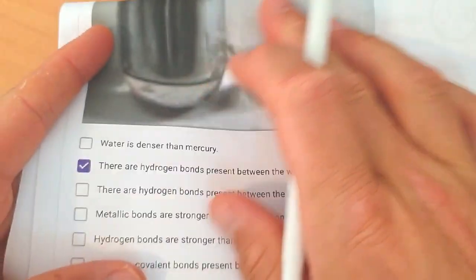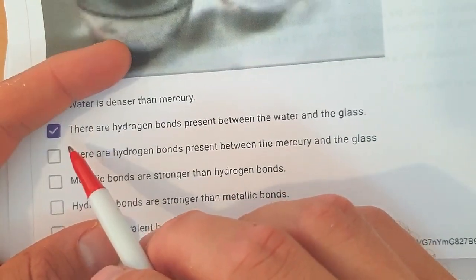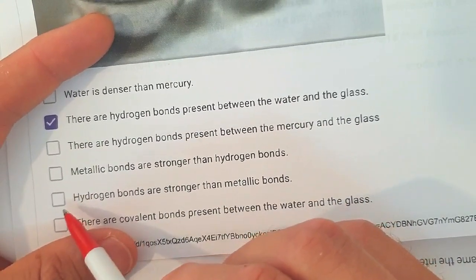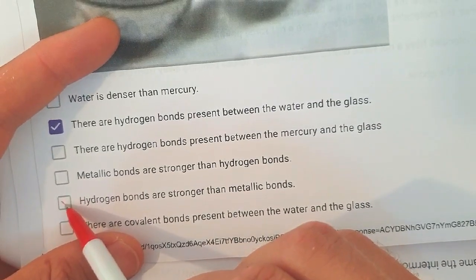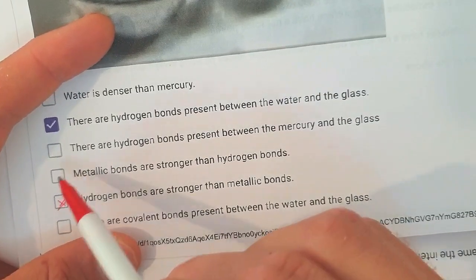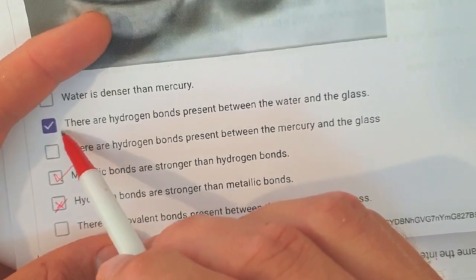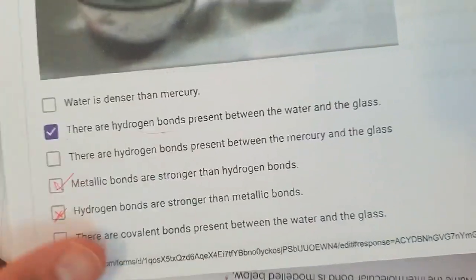So the two correct answers here, although I didn't indicate that I wanted to answer strongly, so I'll be happy just to get either of these two answers. Hydrogen bonds are stronger than, oh no, that's not it. Metallic bonds are stronger than hydrogen bonds, and there are hydrogen bonds present between the water and the glass. But ideally both of those two answers. Okay, so I'll pay that one.